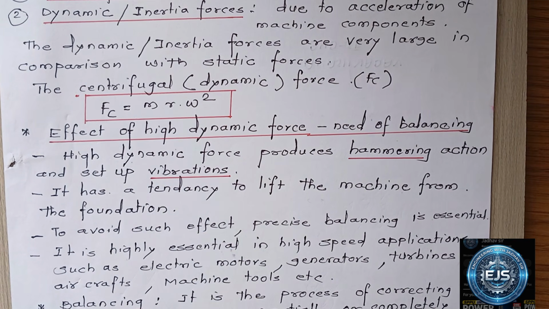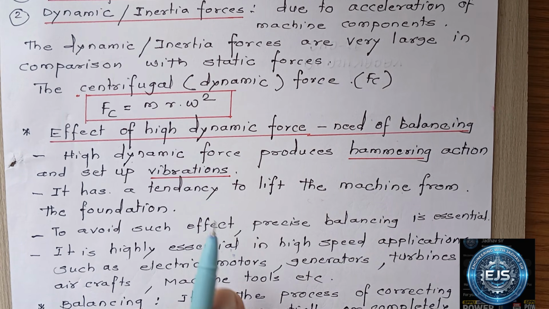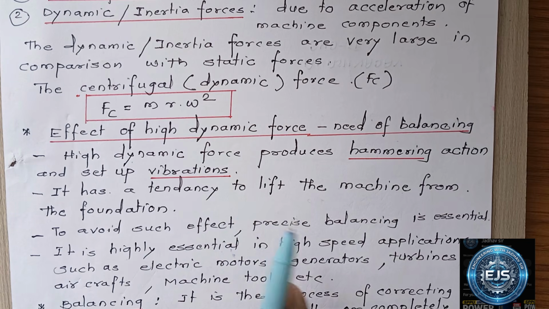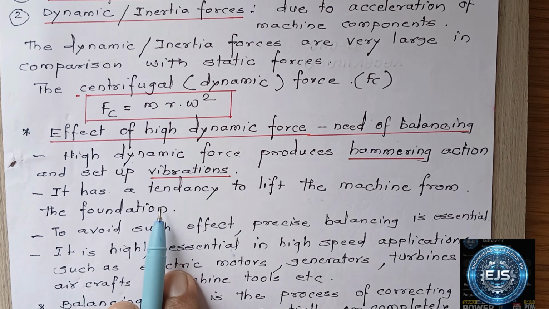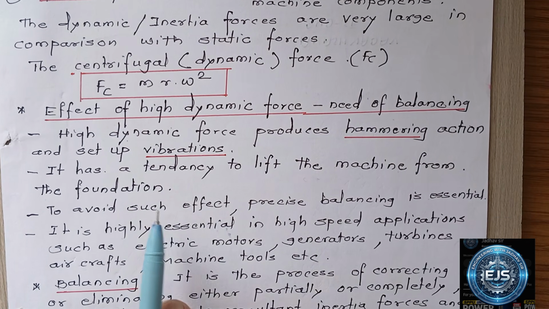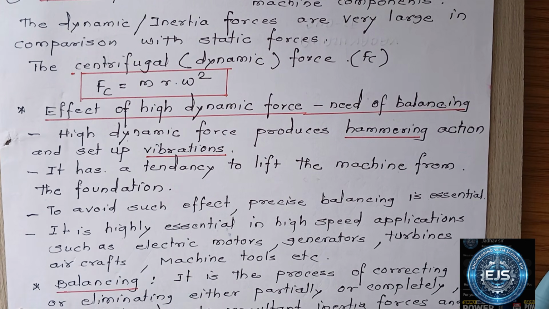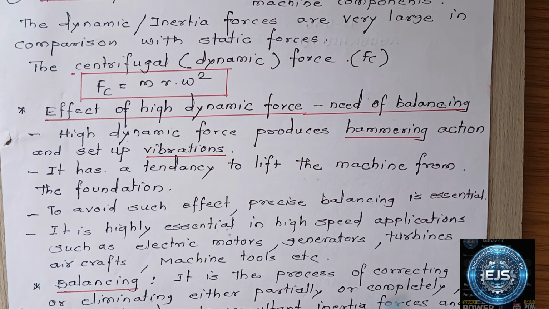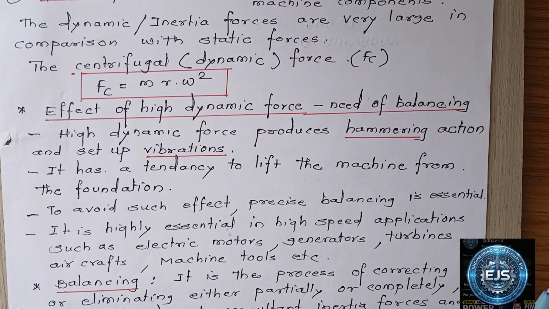Then we'll try to understand what is the effect of this high dynamic force and why there is a need of balancing. High dynamic force produces a hammering action on the machine parts. Also, it develops vibration in the machine parts by loosening of the machine. It results in loosening of the machine part, and it sets up vibrations in the rotating components or the machine parts. Also, it has a tendency to lift the machine from the foundation, because this unbalanced force, or dynamic force, or inertia force, or centrifugal force, has a tendency to lift the machine from the foundation.